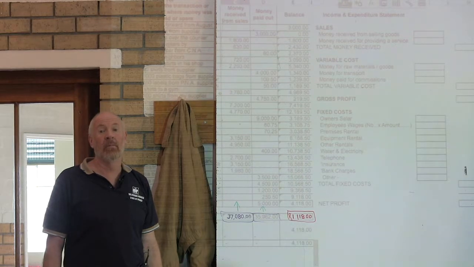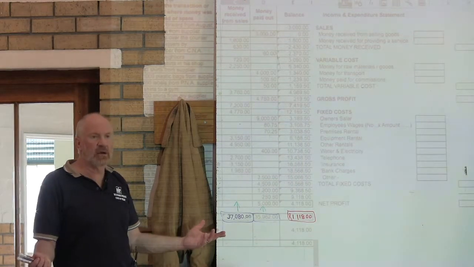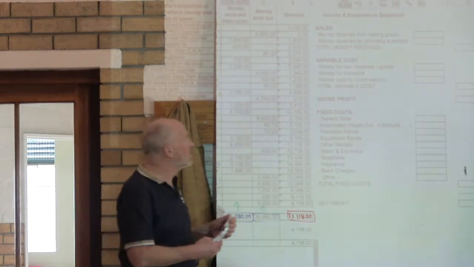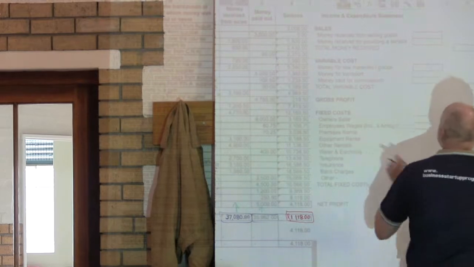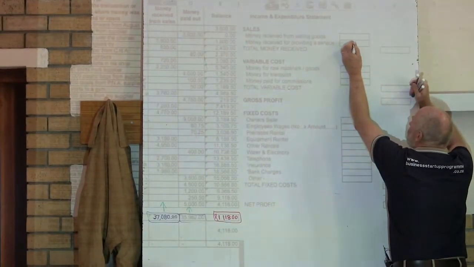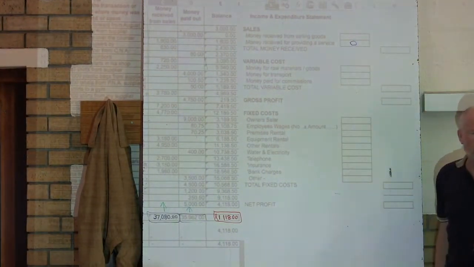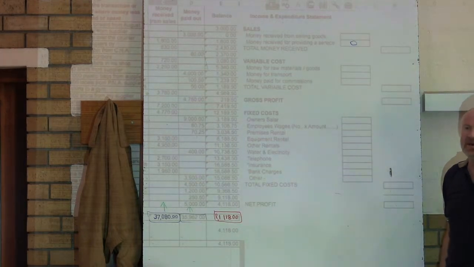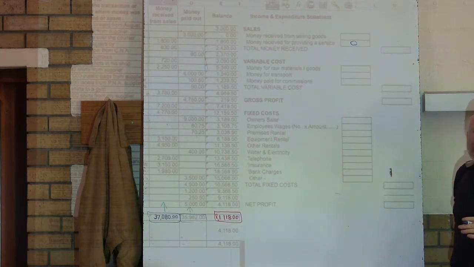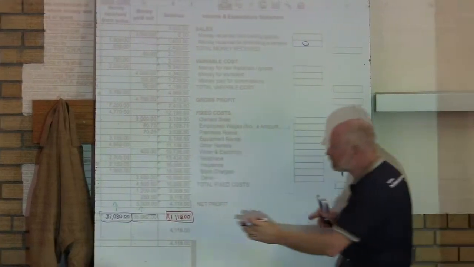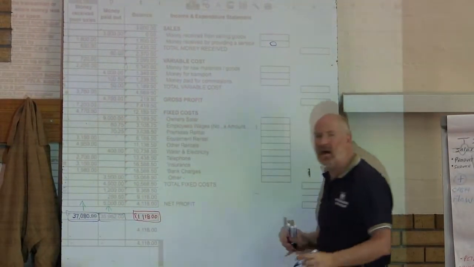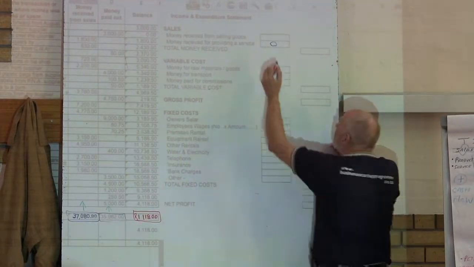Under money received from selling goods, this is a t-shirt business. They are running no services. So we would put here, money received from services, 0. Okay, you all need to be doing this in your books. Money received from selling products, you can simply take this 37,080 and write it in here.